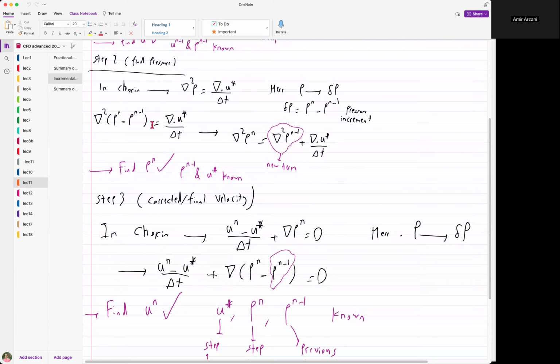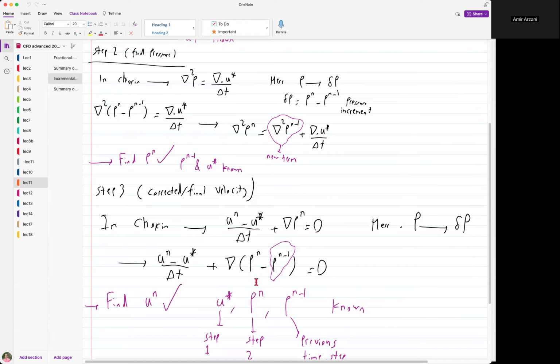So step 3 is the correction step. In the Chorin method, what we did was that we went back to this equation, partial U partial T plus grad P equals 0, and we just solved for U n because now we know pressure. But now here we do the same thing, but again, instead of P, we're looking at the increment of P, delta P. So P n is replaced by P n minus P n minus 1.